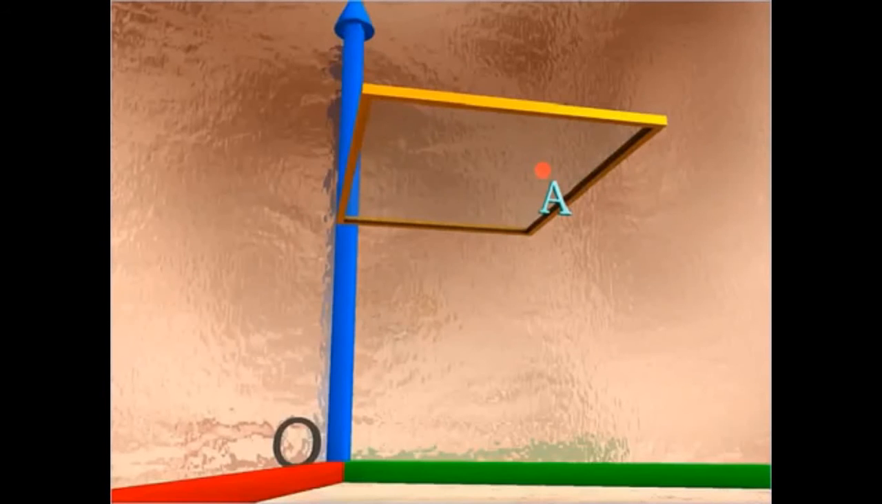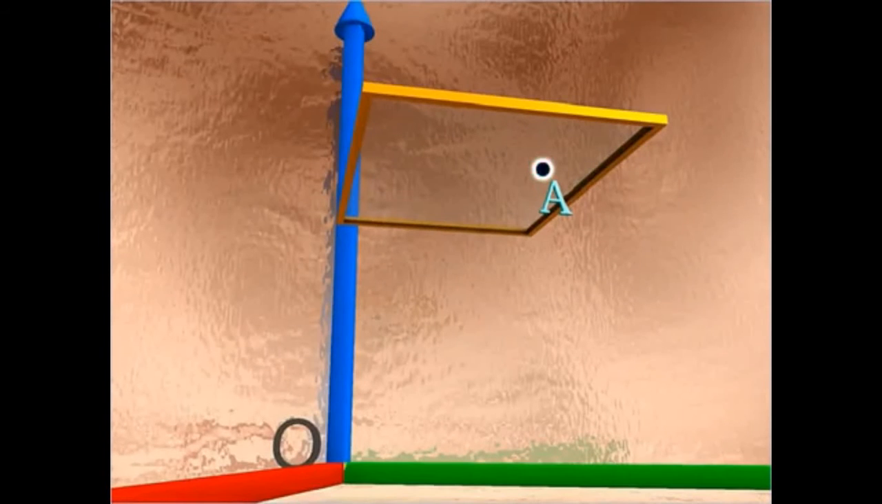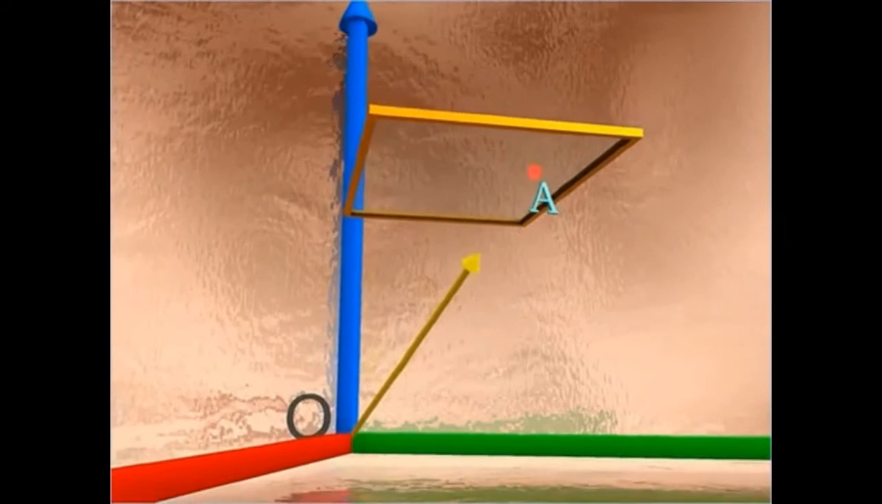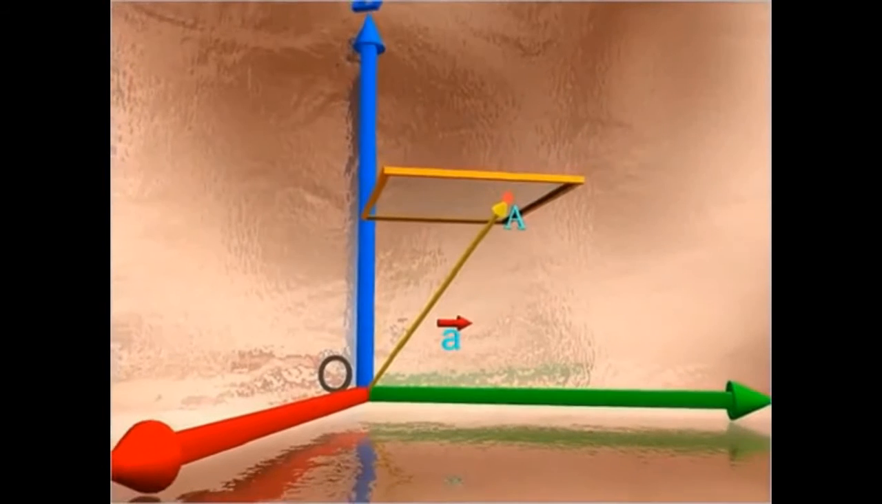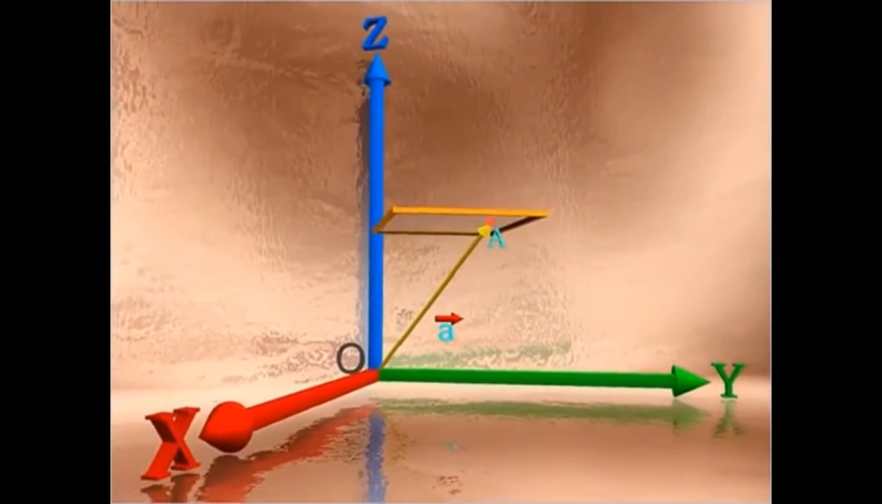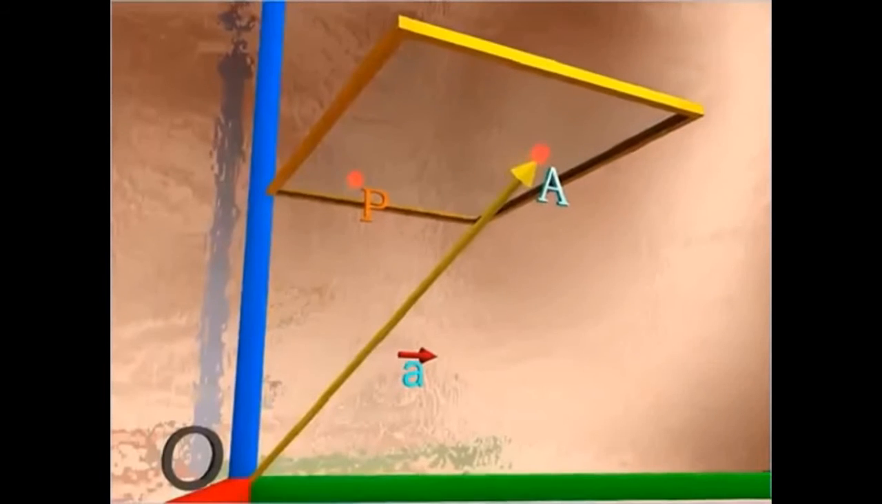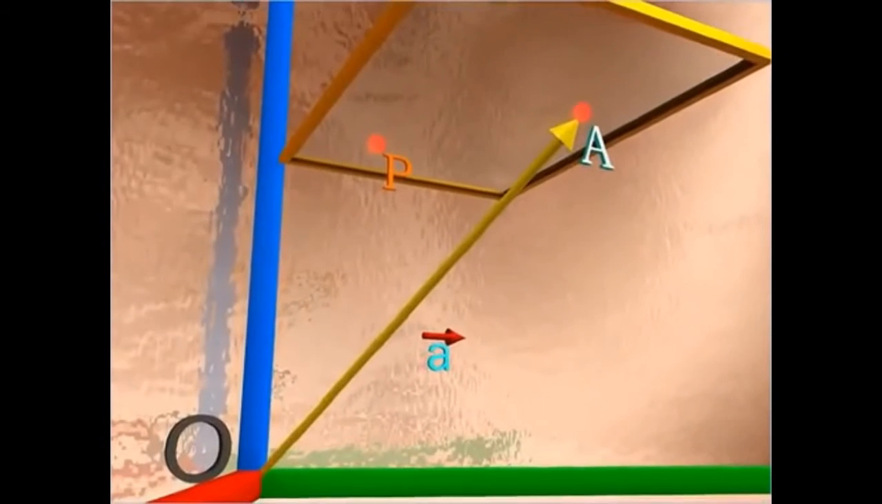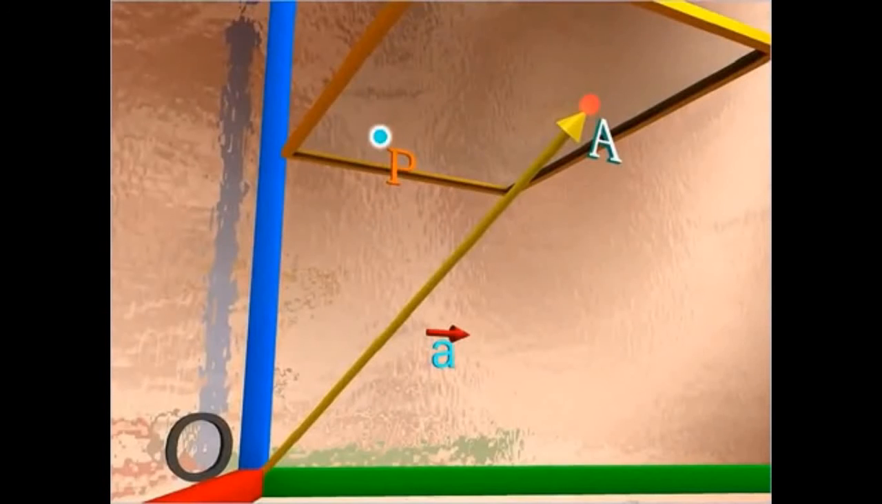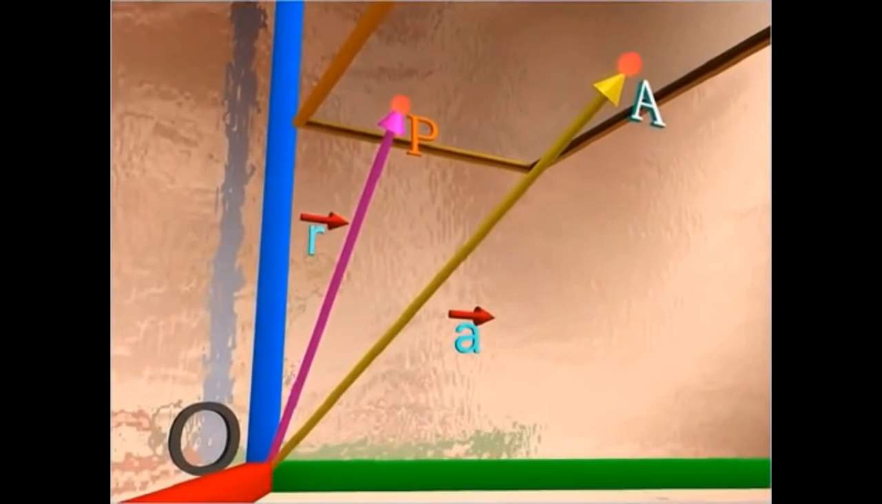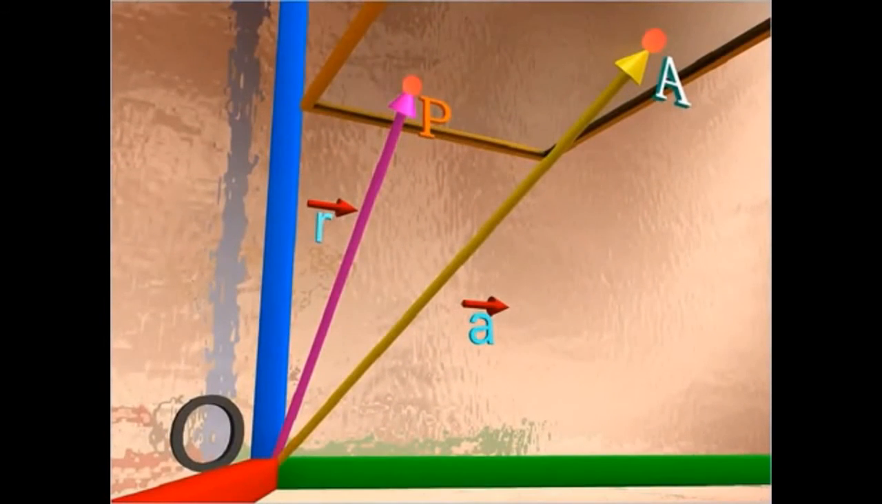Consider a plane passing through the point A whose position vector is vector A. Now consider a point P on a plane whose position vector is vector R. Now the vector joining the points A and P represents the vector AP.